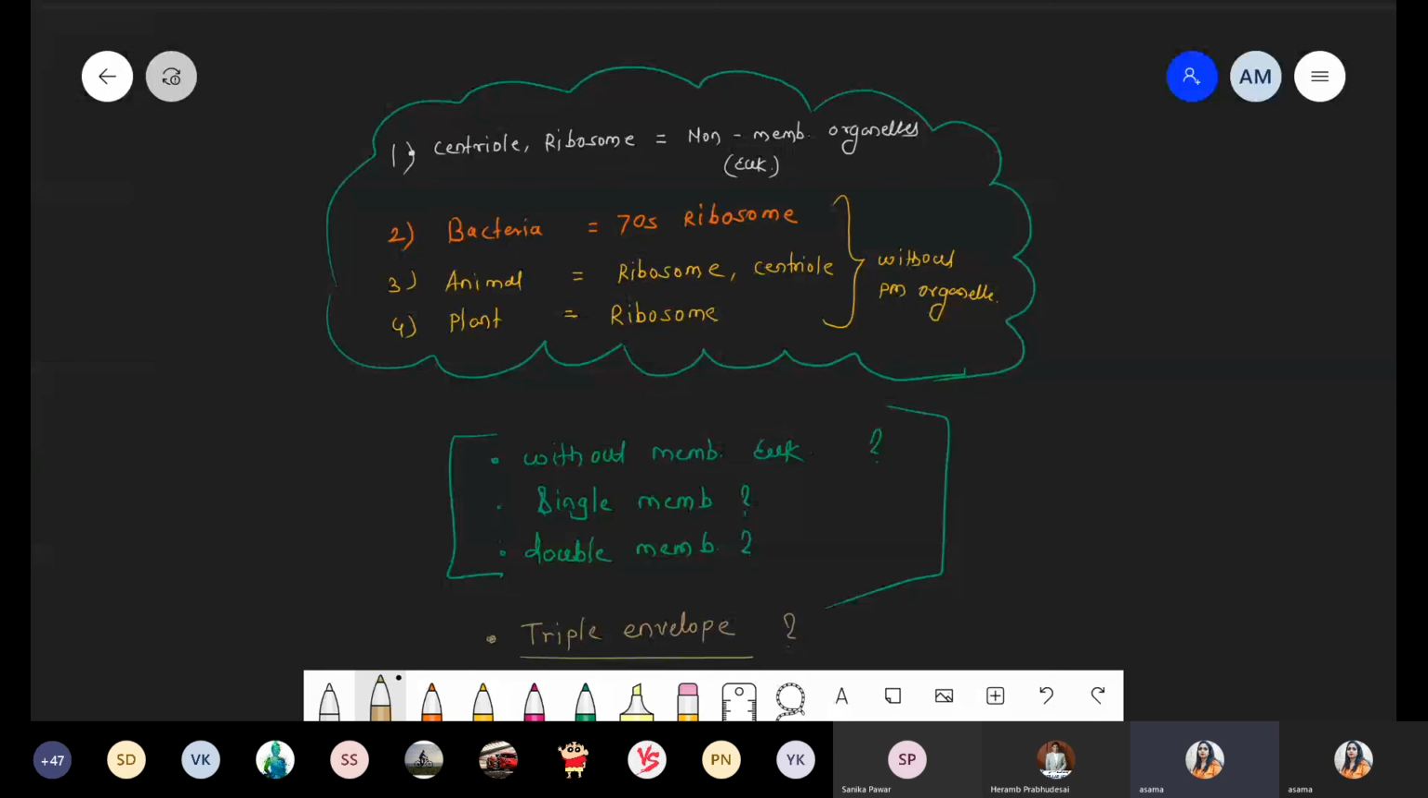That is the boundary, cell membrane or plasma membrane, in bacteria, and there is only one organelle, that is ribosome. But that organelle is also without a plasma membrane. Bacteria में कुछ है ही नहीं. You all find out in the eukaryotic system. Without membrane, just we discussed. Double membrane, single membrane, and triple envelope. Triple envelope means there should be 3 layers.